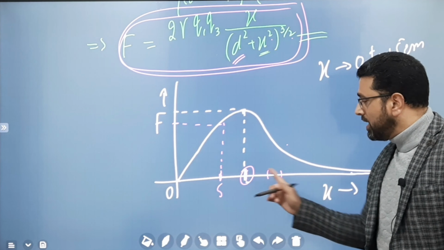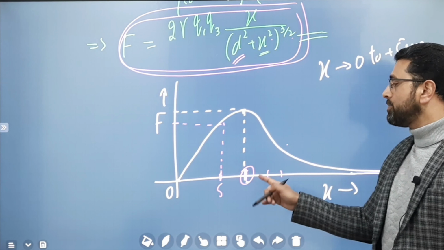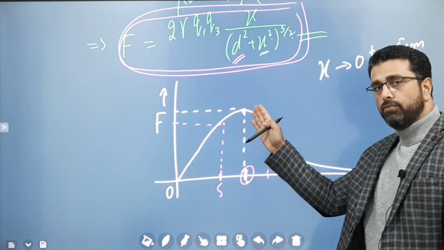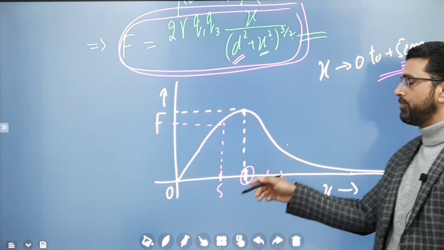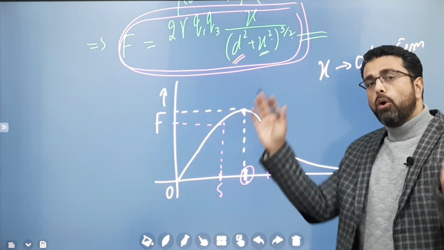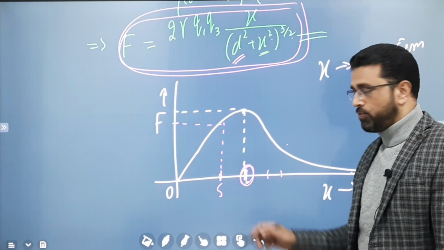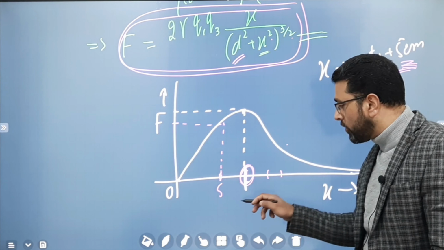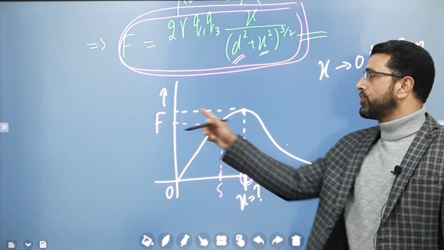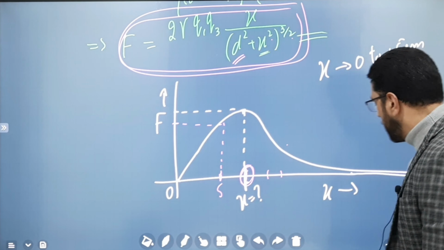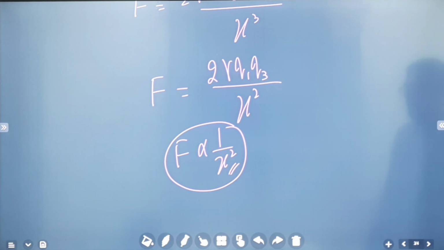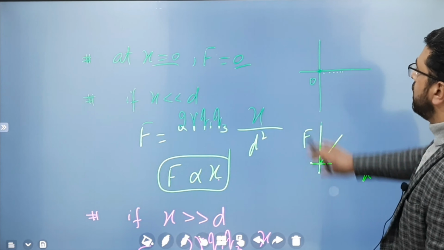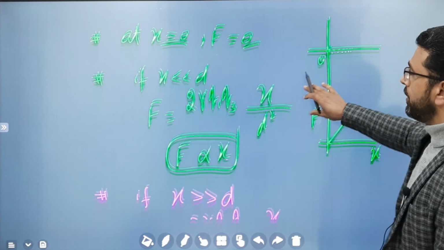If this point is less than 5, then force is maximum here, within our range, whatever the value of x then. Overall force is maximum at this point. So what we'll do now is find the value of this x for which force is maximum. We already know the minimum value of x for force to be 0. We already know that.